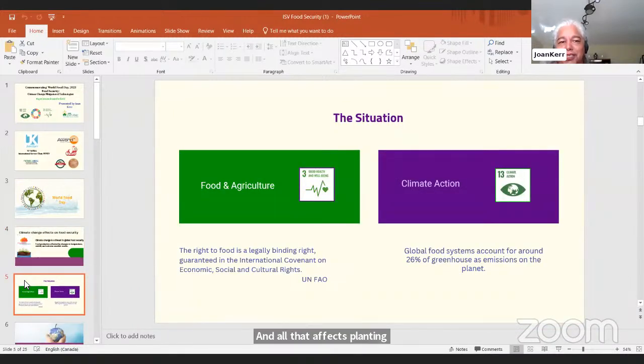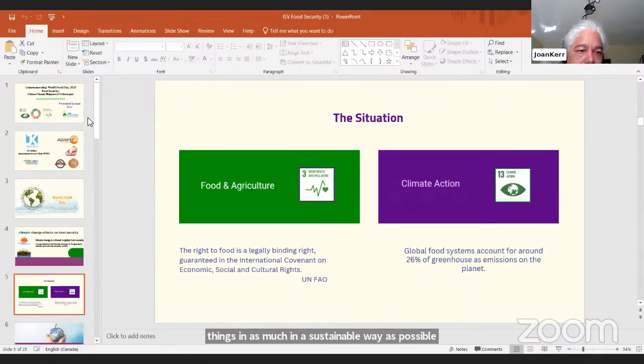So this is a situation. We've got food and agriculture, and the UN says that everyone has the right to food, and it's a legally binding right. But on the other hand, if you don't produce food in a sustainable way, it actually contributes to the problem of climate change and greenhouse gases. So that's the situation that we try to address at FBSC, is that you do things in as sustainable a way as possible.